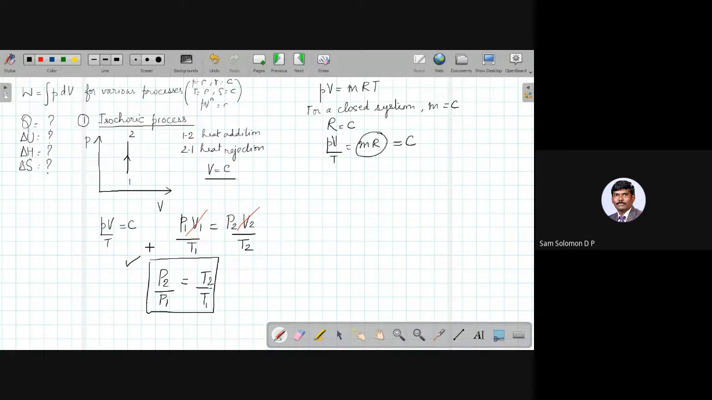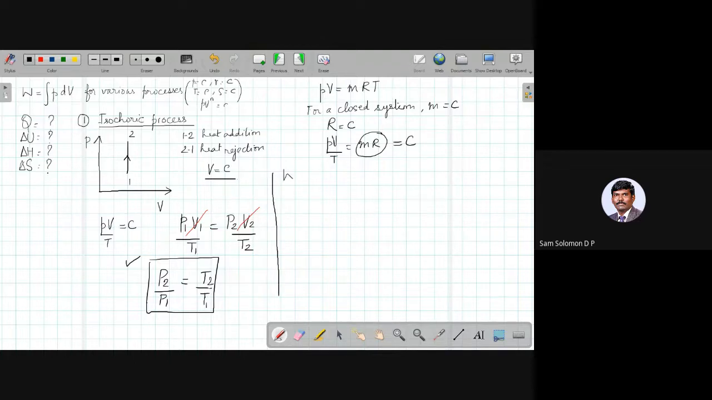You need not memorize this relationship. You have to simply remember that PV by T is equal to constant, and then apply P1 V1 by T1 equal to P2 V2 by T2, and you will get this relationship. You need not memorize this. You can just derive this on your own. Okay, this is for the state point.